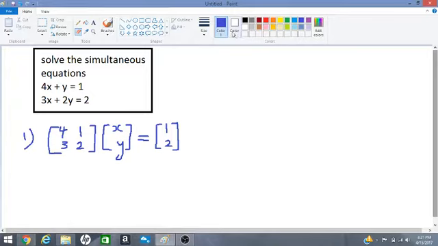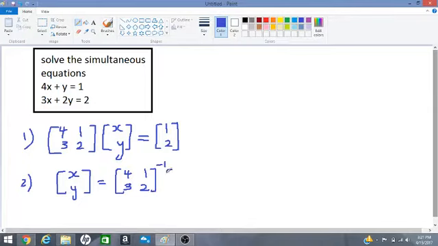Step 2 is to write the matrix equation in this form. x, y is equal to 4, 1, 3, 2 inverse times 1, 2. So we need to go and find the inverse of this matrix. Okay, so let's do that.